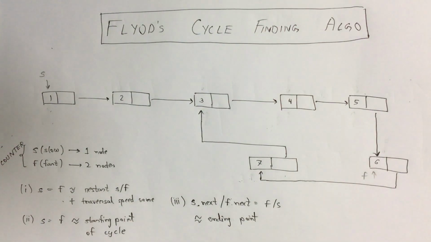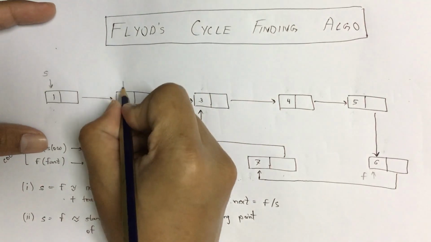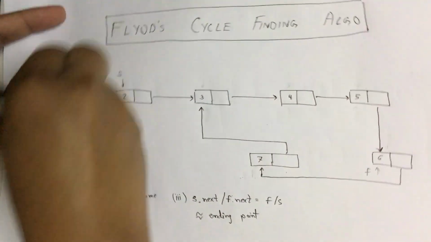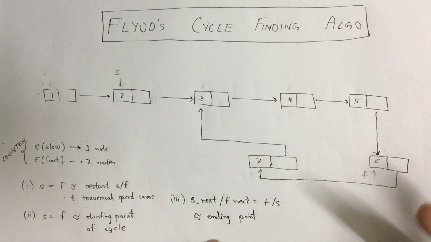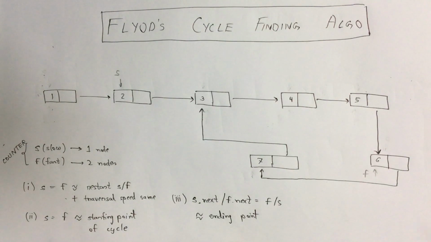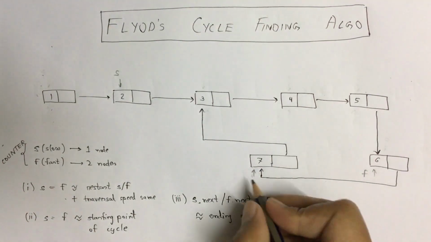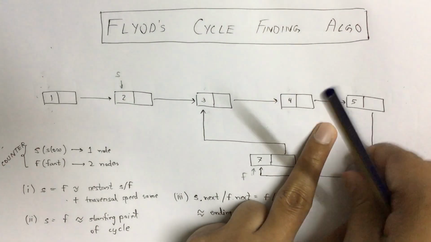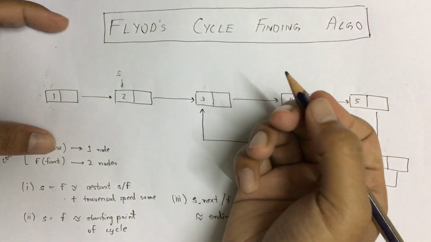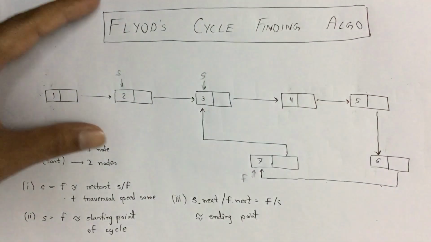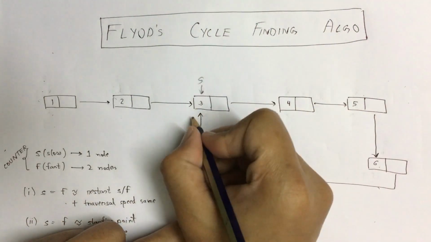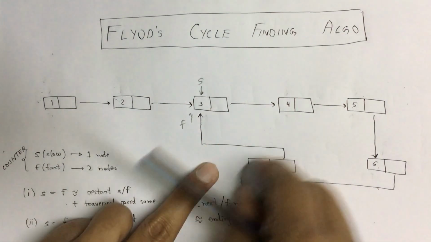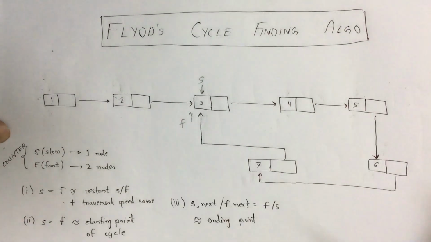So you do the whole thing again until S equals F basically. So let's do it again. You move the slow counter one step forward. And now, as I said, you can't move the fast counter two nodes at a time from now on. You have to move it one node forward. So it moves from 6 to 7. And then again you move the slow counter from 2 to 3. And now you move the fast counter from 7 to 3. Now as you can see, we again have S equals F.